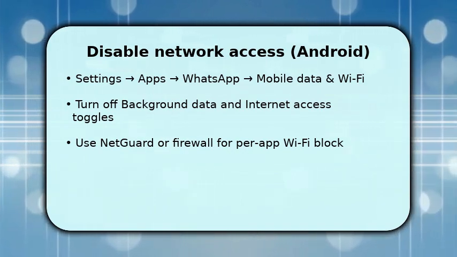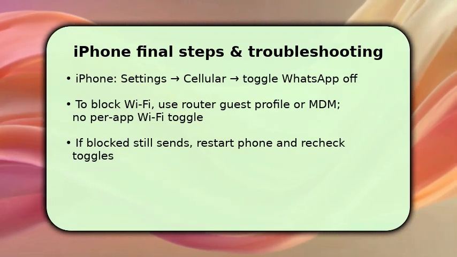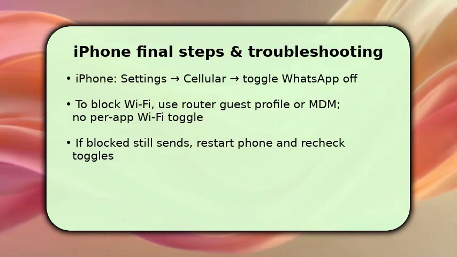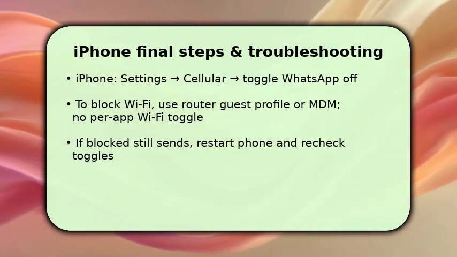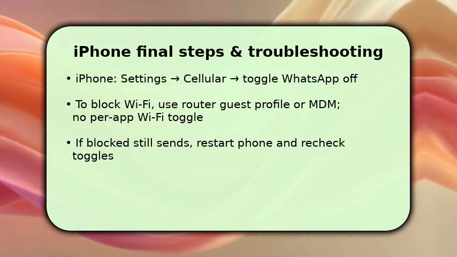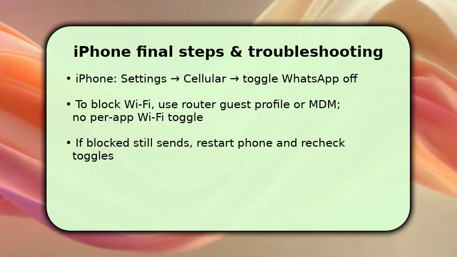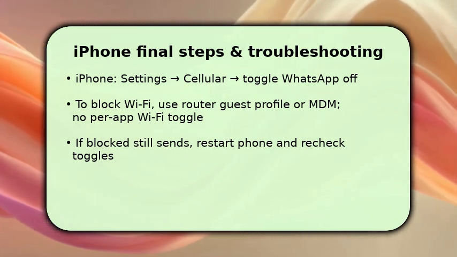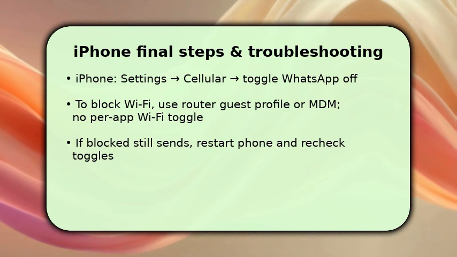These methods block network without affecting other apps, so you keep full device connectivity while isolating WhatsApp traffic. On iPhone, go to Settings, then Cellular, and flip WhatsApp off to stop cellular data. iOS has no native per-app Wi-Fi switch, so block Wi-Fi at the router or use an MDM/profile to restrict it. Once done, restart WhatsApp to confirm it can't access the internet.